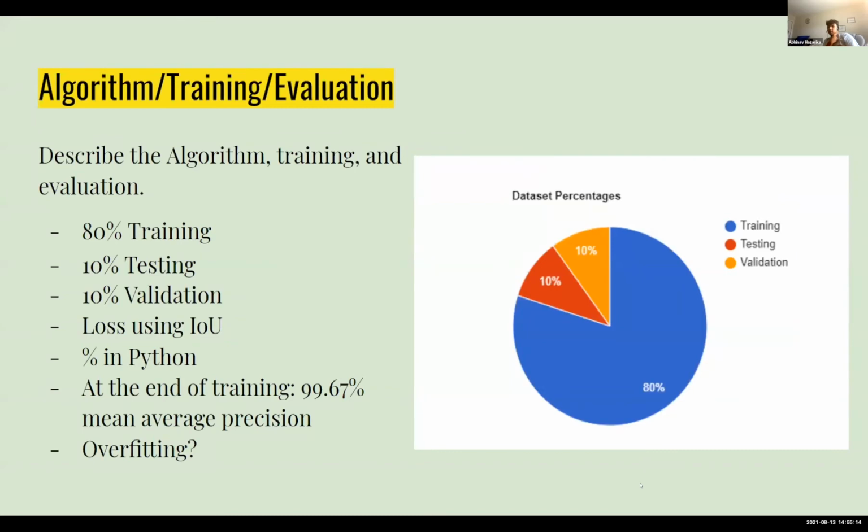We divided the data set 80% for training, 10% for testing, and 10% for validation. Loss was calculated using intersection over union, and we used the Python modulo operator with the number 10 in order to divide the data set into these three parts. Once we finished testing, we ended up with a 99.67% mean average precision, which was a sign that we had overfitted, since in comparison to a different group, they had a precision rate of around 70%. The algorithm used for training was YOLO, and we ran it through the information to make a prediction.